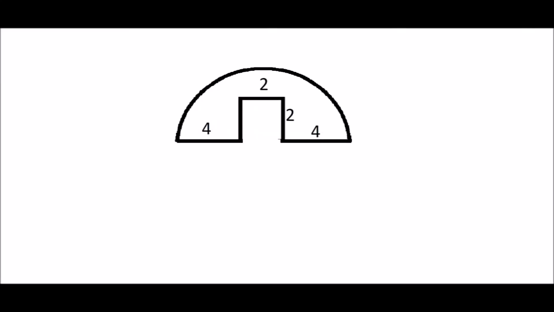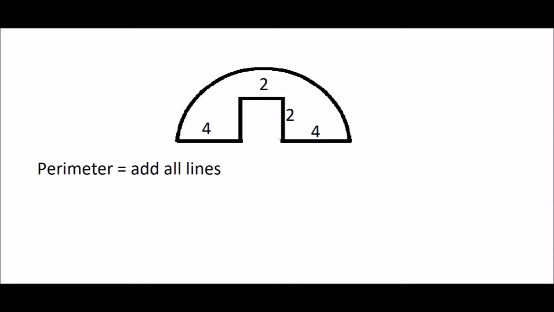Now, how about this composite figure? The previous picture shows two shapes combined together. Well, in this one, we have a shape that loses a portion of it. So you can imagine, like, this is a cookie that has been bitten. How do we find the perimeter and area?